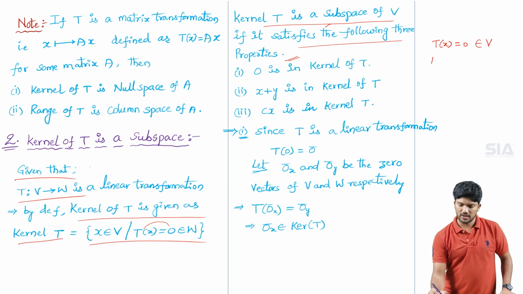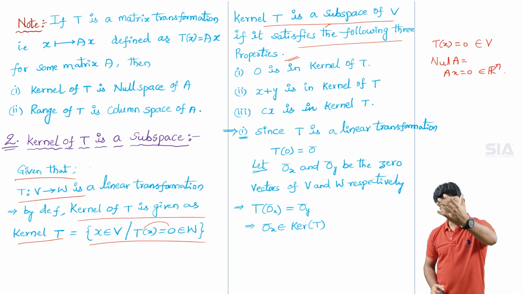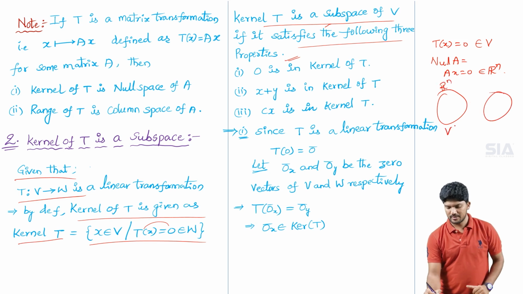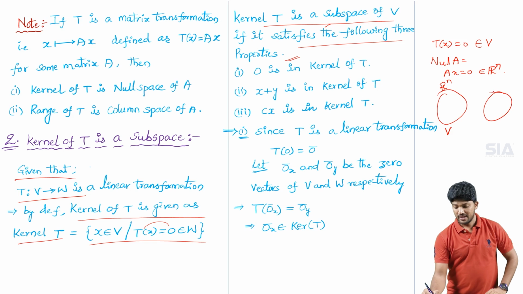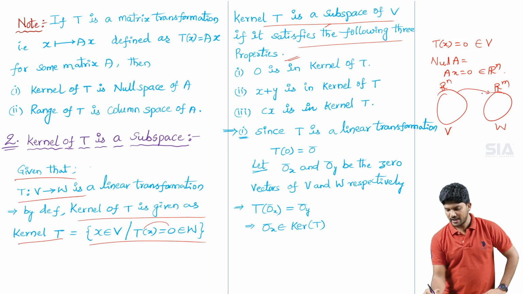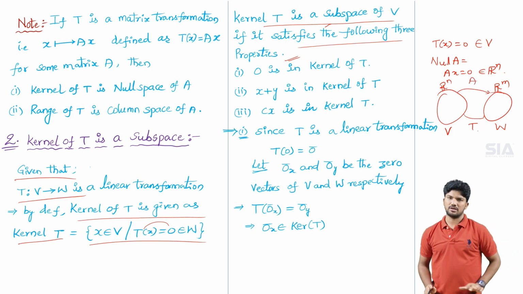Basically, whenever we are talking about the null space of A, that means A into x is equal to 0, and this x belongs to Rn. Rn is the domain, and Rm is the codomain. Here, capital V is the domain and W is the codomain. There we took capital A as the mapping, and here it is capital T. You have to apply that correspondence.